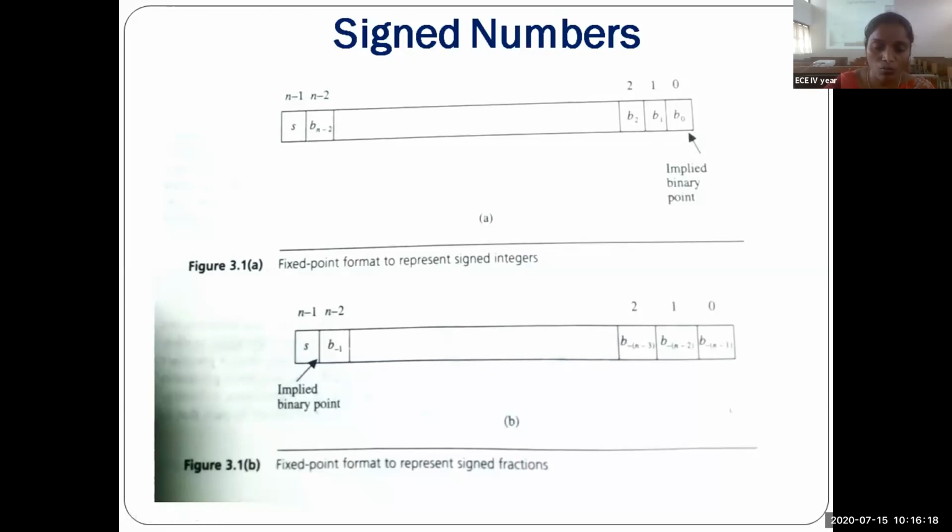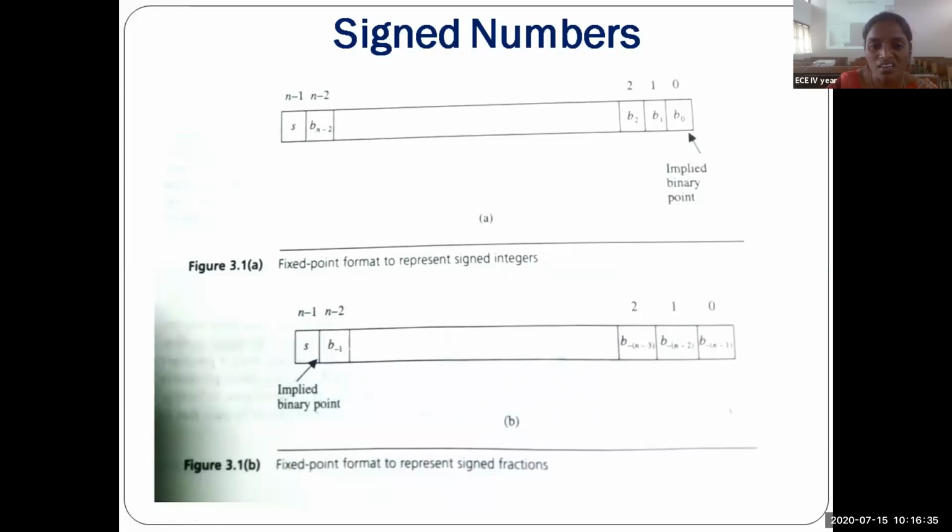0.101, all of you note down 0.101. First one is multiplied with 2 power minus 1, then plus 0 is multiplied with 2 power minus 2, plus 1 is multiplied with 2 power minus 3. First one into 2 power minus 1 is simply 1 by 2.